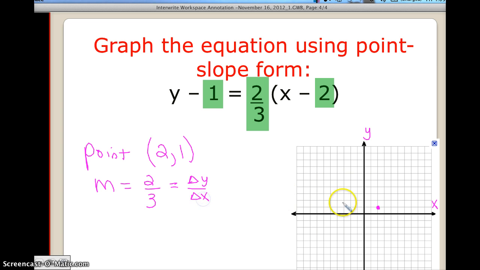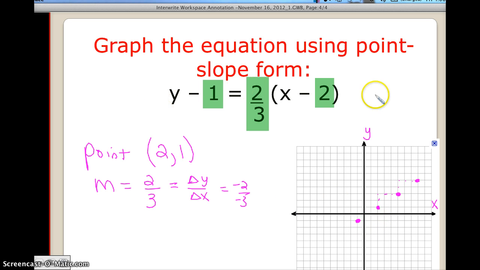change in x. So it's going to go up 2, 1, 2, and then to the right 3 because it's positive. So up 2, 1, 2, 3, positive. Now, going up 2 to the right 3 is the same thing as going down 2 to the left 3, because a negative divided by a negative is also a positive.